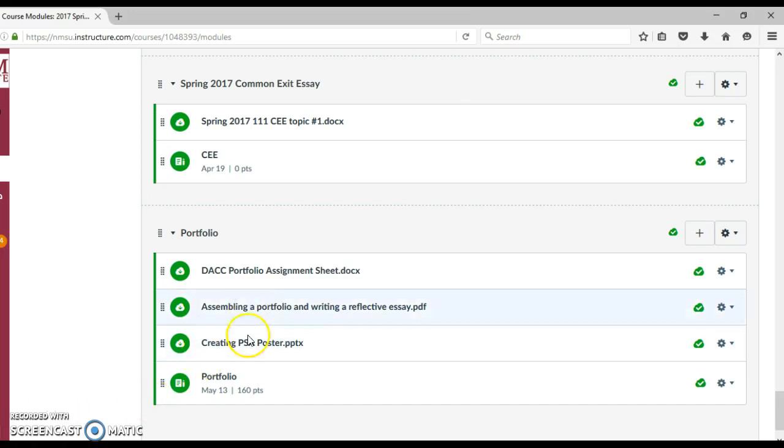If you scroll all the way down to the last module, this is the portfolio module and it contains the instructions for the portfolio assignment. It also includes some reading that will help you assemble a portfolio, and it also includes a PowerPoint discussing PSA posters and of course where to submit the assignment link. So if we click on DACC Portfolio Assignment Sheet, this will take us to the actual instructions.